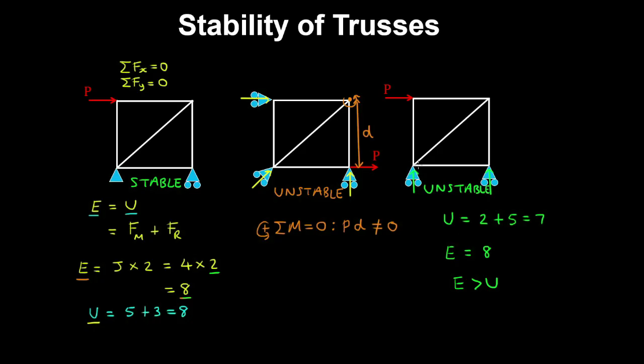So as you can imagine, because these rollers don't provide resistance in the horizontal direction, this force is just going to push that truss and it's going to behave like a rigid body.